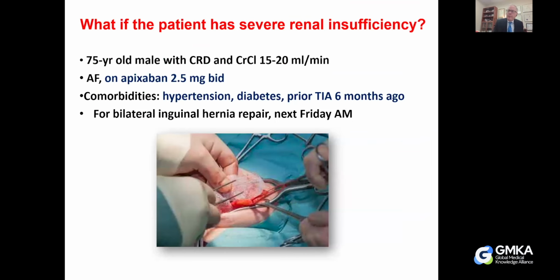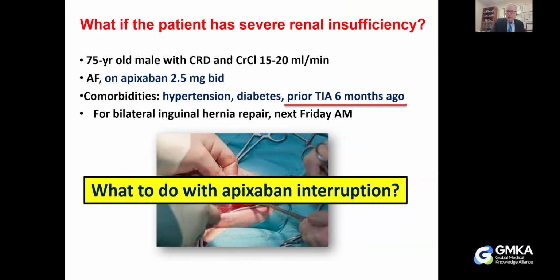Now, here's a common what-if scenario. Nowadays a lot of DOACs are being used for patients who have impaired renal function, and even some of them who are on dialysis. So here's a patient who has chronic renal disease with a creatinine clearance of between 50 to 20 ml per minute, and they're having a hernia repair. Are we going to use the same approach in terms of apixaban interruption? And, moreover, they've had a prior TIA 6 months ago.